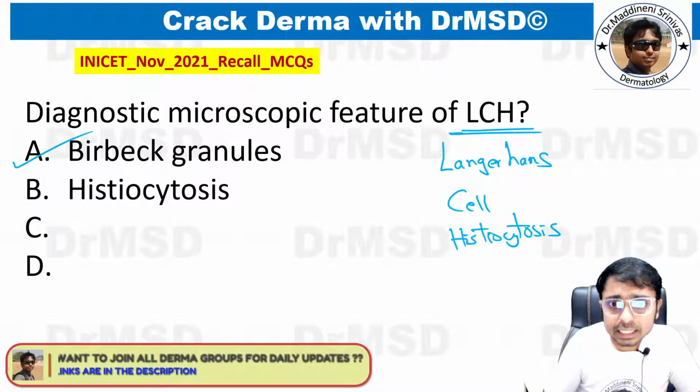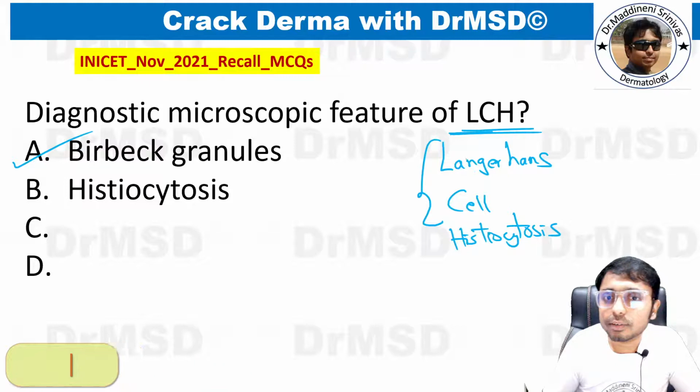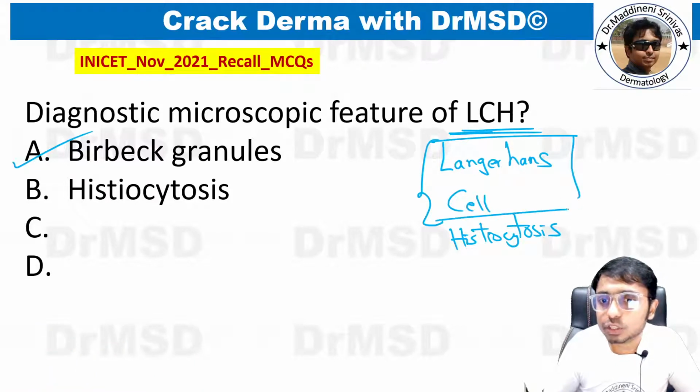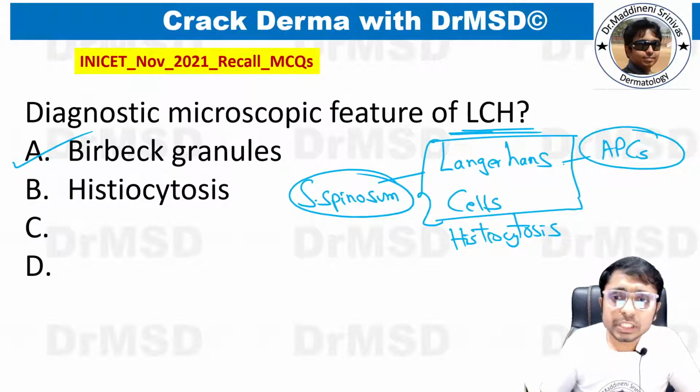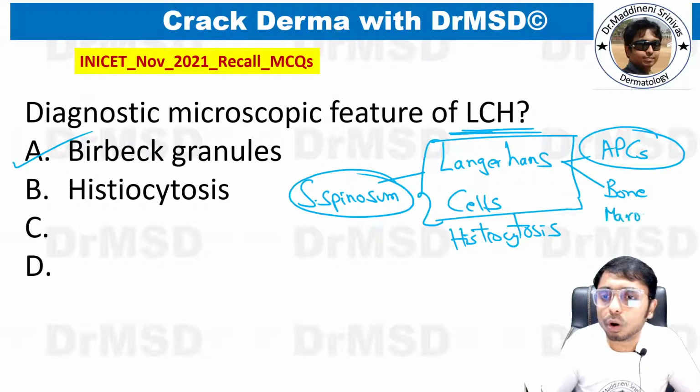So Langerhans cell histiocytosis is basically due to malignant proliferation of the Langerhans cells. So Langerhans cells are present in the stratum spinosum, and basically these cells are the antigen presenting cells which are derived from the bone marrow, that is mesoderm.